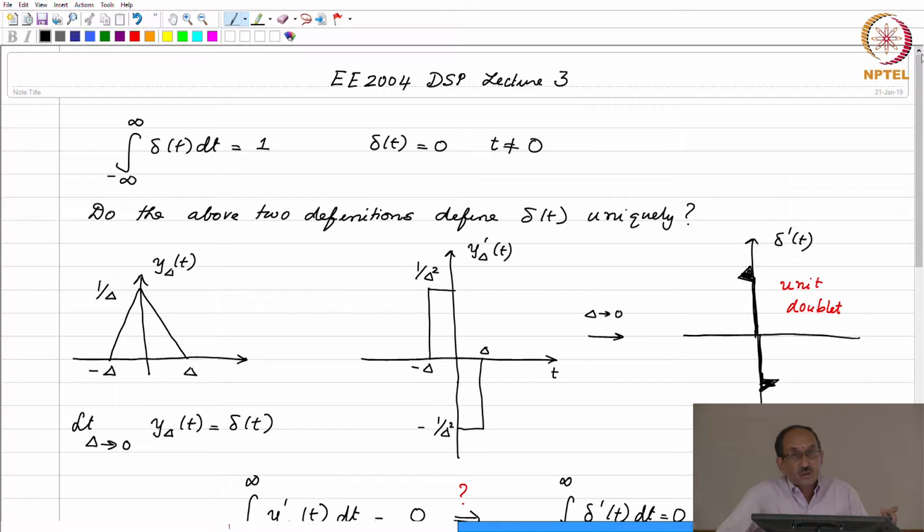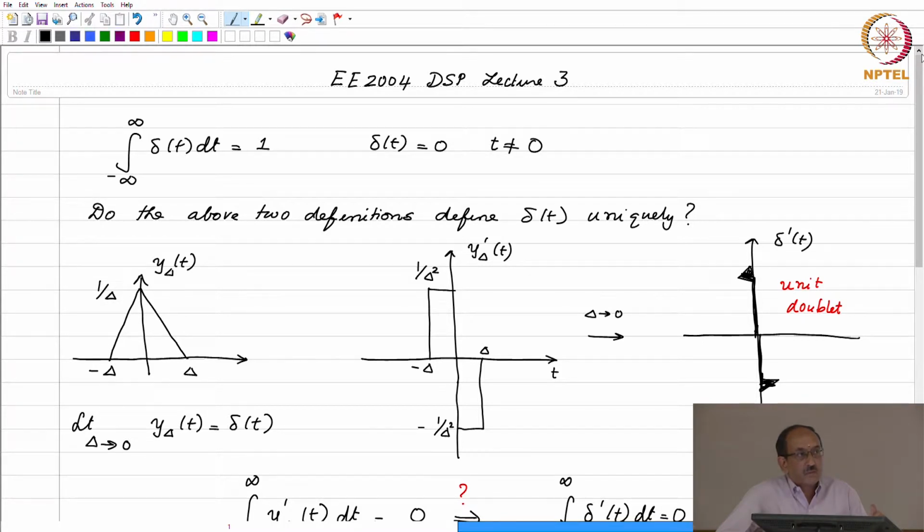Whereas in engineering textbooks you will find that delta of 0 is infinity and so on. So all these things are not careful development of the concept. The correct way of calling the delta function is, in some books it is called a functional, in some books it is called a generalized function or a distribution.